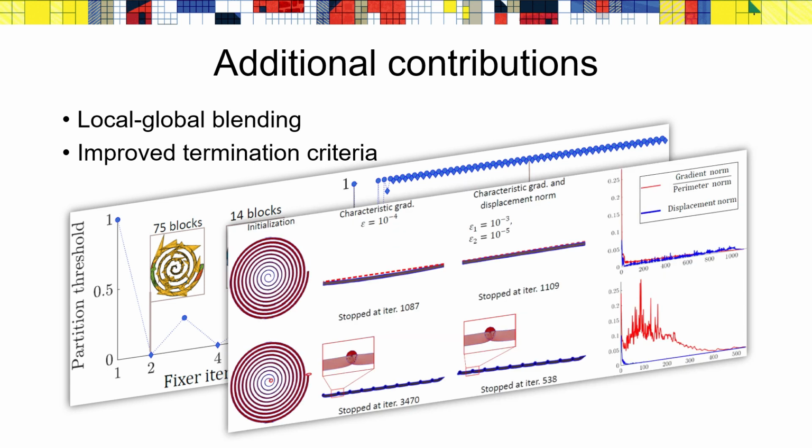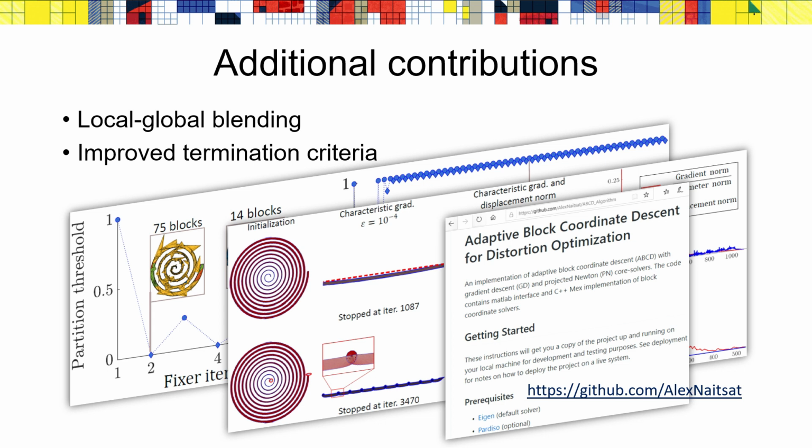And of course, it is important to know when geometric optimization should be stopped in order to get good results without introducing redundant iterations. For details, please read the paper, and for implementation, please see the GitHub page.